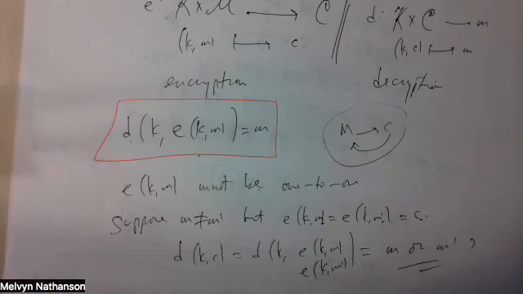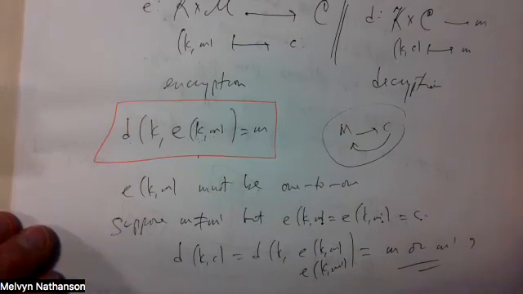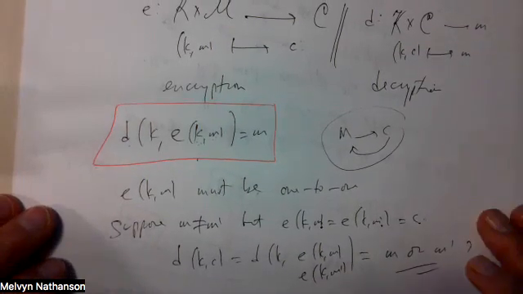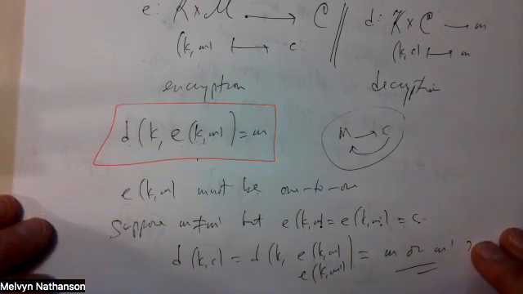Given the key and a message M, you get a unique cipher C. You don't have two different messages, two different plaintexts, that produce the same ciphertext. Okay. So this is one thing we always want to keep in mind when we're analyzing an encryption scheme.